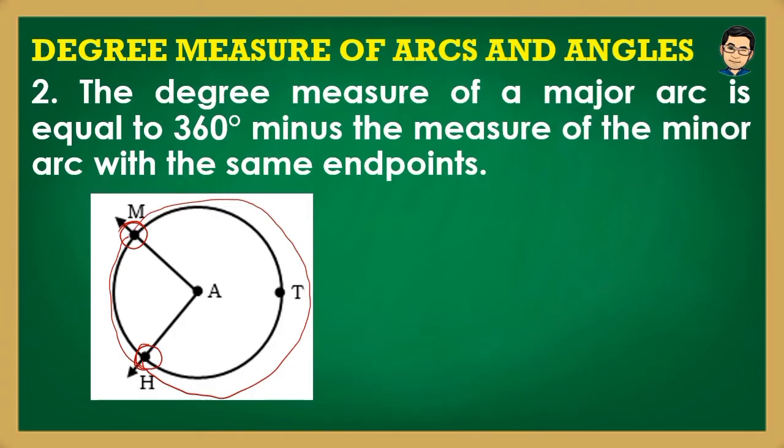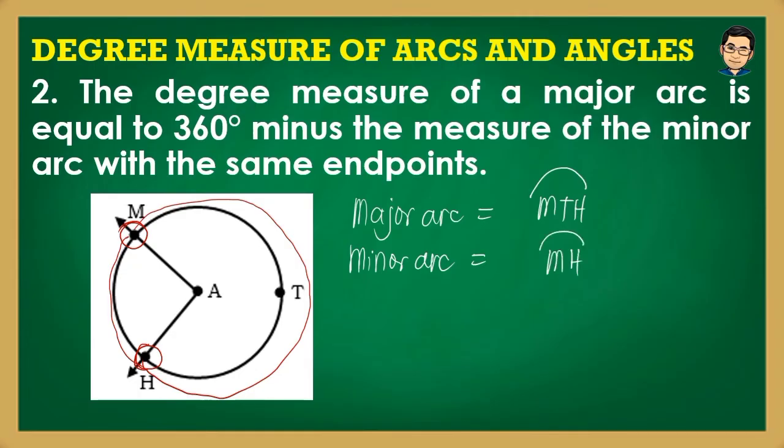Next, let's identify the major arc. Our major arc here is MTH. Our minor arc here is arc MH. So to get the measure of the major arc, we need the measure of the minor arc. For example, if the measure of arc MH is 50 degrees, what is the measure of arc MTH?